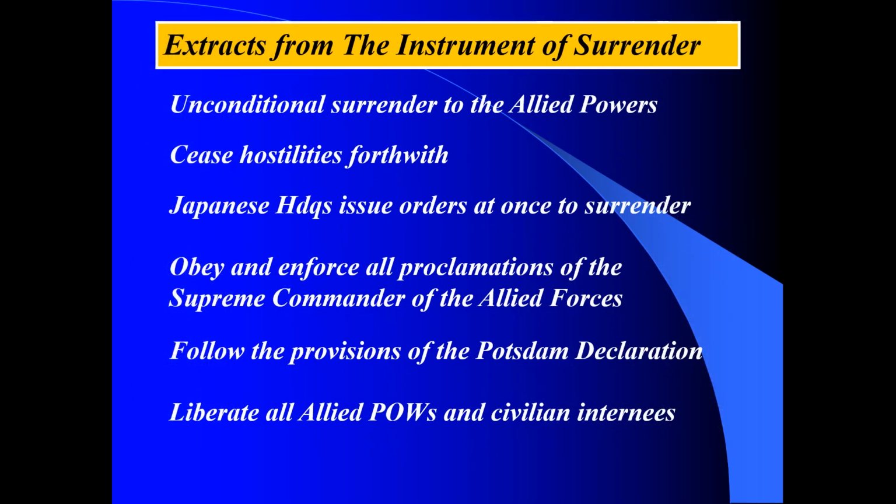Excerpts from the Instrument of Surrender. We hereby proclaim the unconditional surrender to the Allied forces. We hereby command all Japanese forces and the Japanese people to cease hostilities forthwith. We hereby command the Japanese Imperial General Headquarters to issue at once orders to surrender unconditionally. We hereby command all civil, military, and naval officials to obey and enforce all proclamations deemed by the Supreme Commander for the Allied forces. We hereby undertake for the Emperor to carry out the provisions of the Potsdam Declaration in good faith. We hereby command the Japanese at once to liberate all Allied prisoners of war and civilian internees.